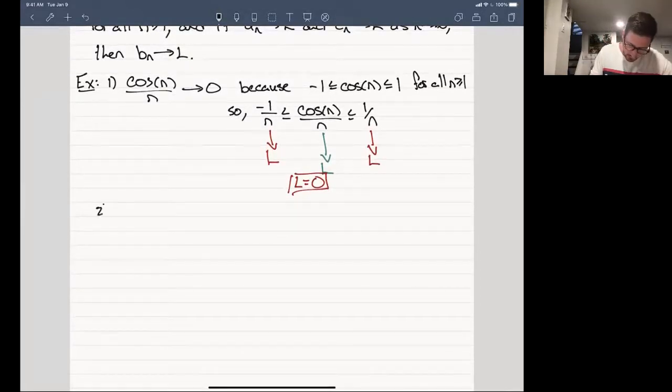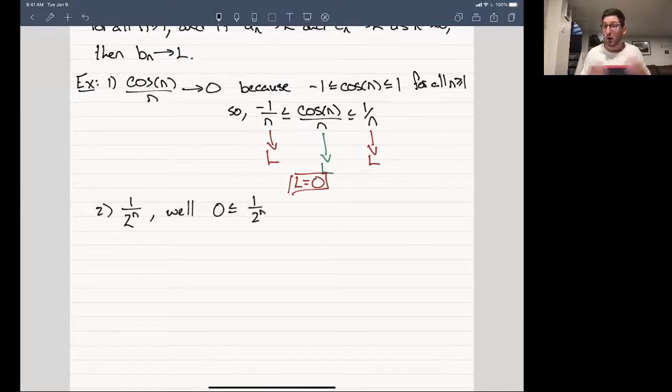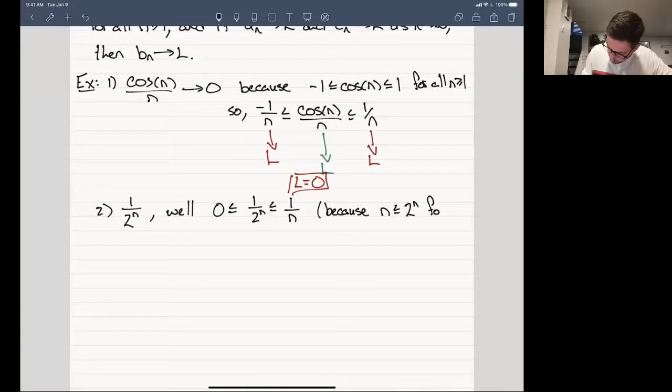Okay, let's do another one. How about 1 over 2 to the power of n? Well, we know that this thing is positive always, right? 1 over some positive number is still positive. And we also know that this is smaller than 1 over n. And this is because n is less than or equal to 2 to the n for all n. So you just invert that inequality, you reverse the sign of the inequalities.